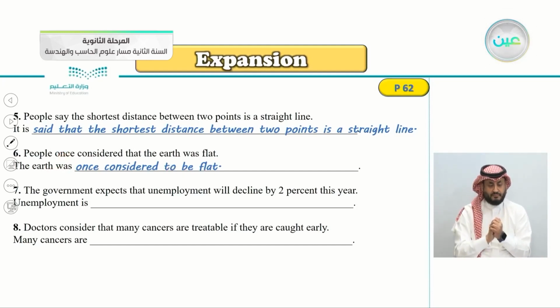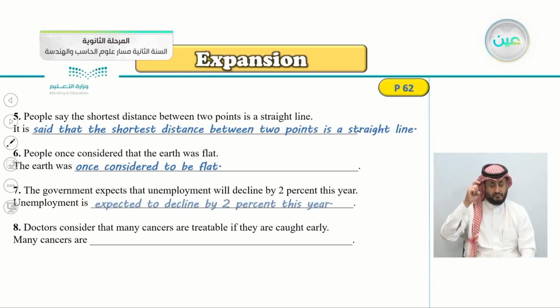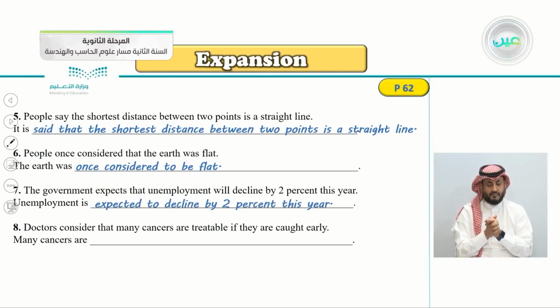Number 7, the government expects that unemployment will decline by 2% this year. So unemployment is, let's see here, is expected, very good, because here we have expects, is expected to decline by 2% this year by the government, of course.